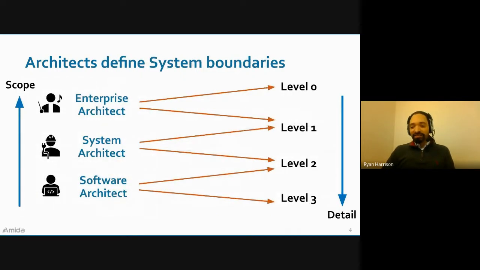The second thing an architect does is to define system boundaries. When you think about the prefixes to architect, enterprise architect, system architect, software architect, and also data architect or solution architect, the other types, you're really talking about scope and level of detail. An enterprise architect is looking across the entire organization. A system architect is looking across one particular system, or maybe a particular domain, like data architecture. And a software architect is concerning themselves with just a software system.